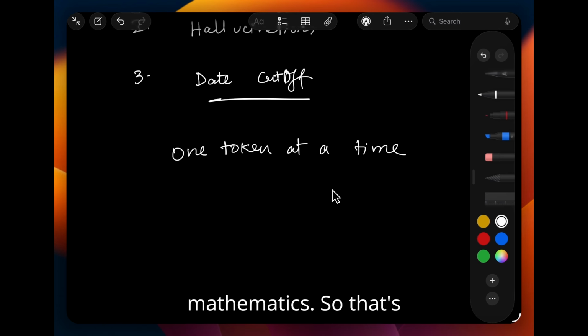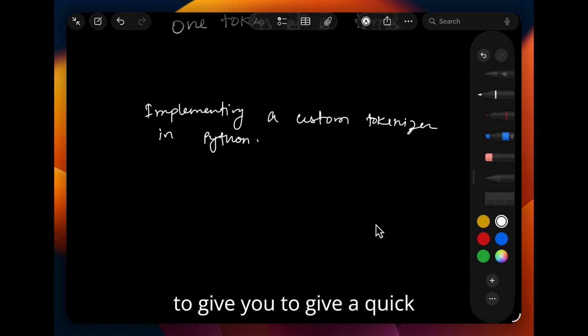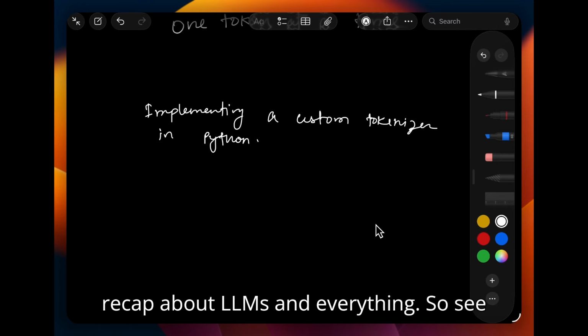So that's it, and in the next video we'll be talking about implementing a custom tokenizer in Python. So this was an interactive video, to give a quick recap about LLMs and everything.